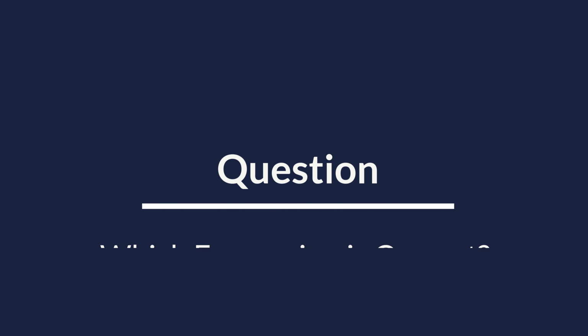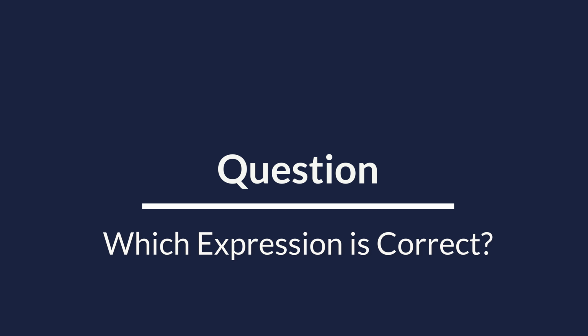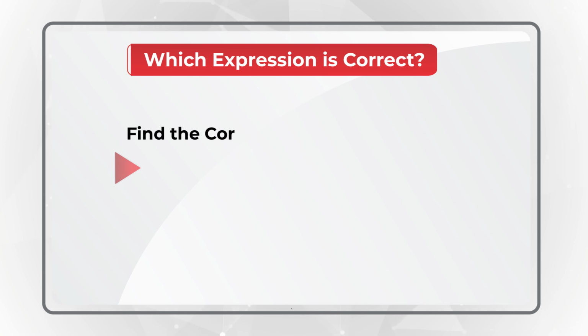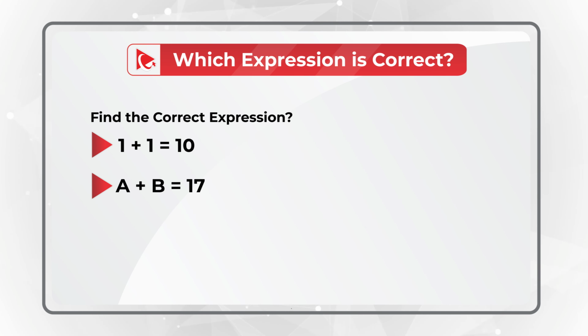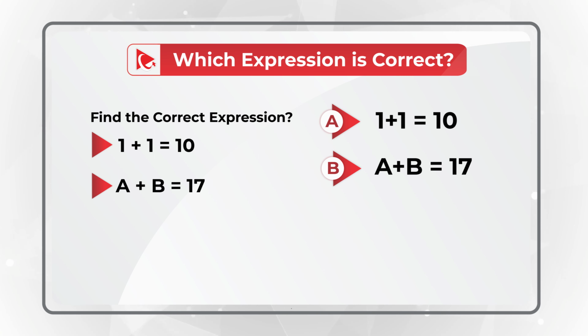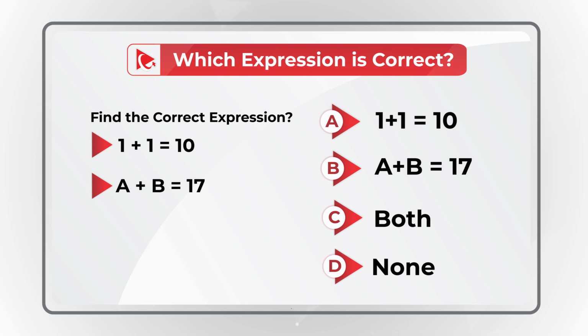Here's a very unusual question which is frequently used in a test. You need to find the correct expression, and you're presented with the first choice, 1 plus 1 equals 10, and the second choice, A plus B equals 17. You have 4 different options to choose from. Choice A, 1 plus 1 equals 10 is the correct expression. Choice B, the correct expression is A plus B equals 17. Choice C, both of these expressions are correct. And choice D, none of these expressions is correct.